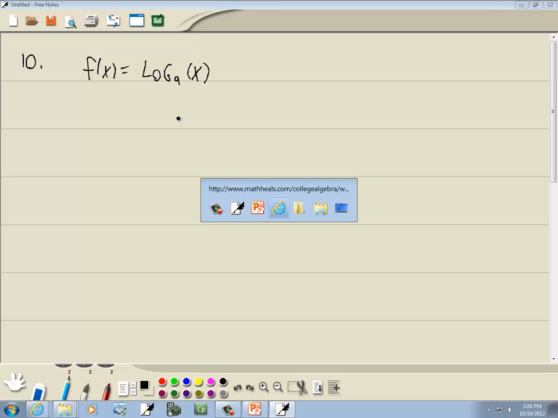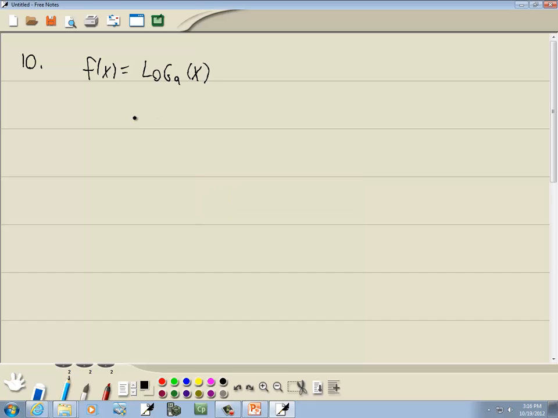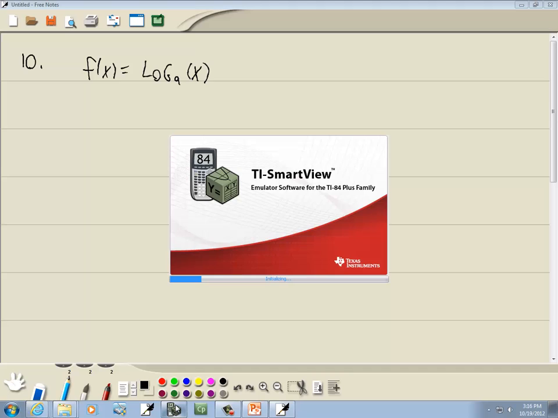Now we got... I thought I brought up my calculator. I guess I didn't. Let me bring up the calculator, then I'll continue. Gives me time to grab a drink here too.